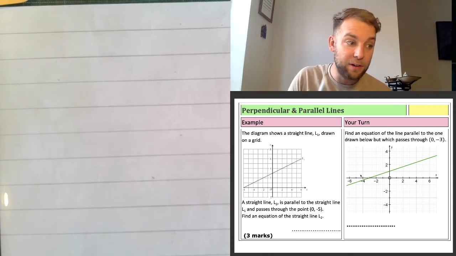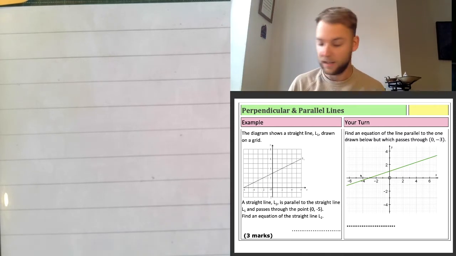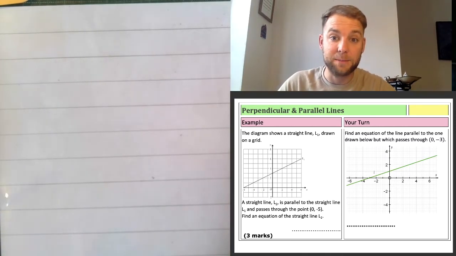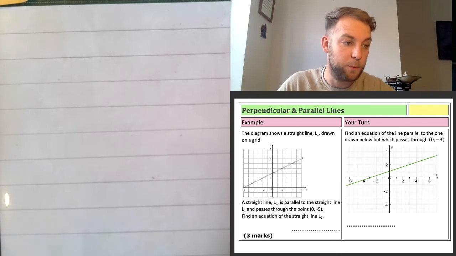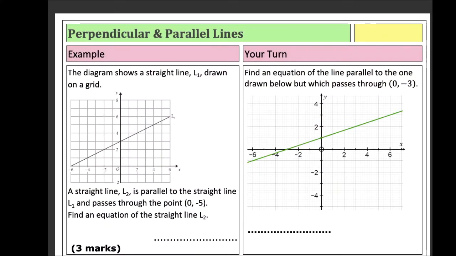L2 is parallel to that straight line and passes through 0, negative 5. Now, this is actually a past paper question. It's 3 marks. It did come up. The thing that makes this a little bit trickier is the fact that we need to work out the gradient first. So I'll make it big for you so you can see it. So maybe pause now and get this one down. This is definitely one we need to get in your notes. Remember, the only way to learn maths is to do it.